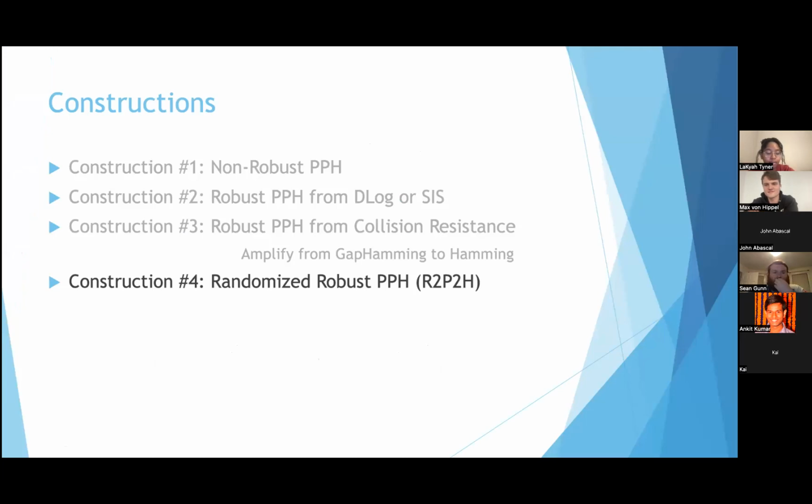Okay, lastly, we have an additional construction for a randomized robust property preserving hash. The difference between this class of robust property preserving hash and the last is that with our second two constructions, construction 2 and construction 3, for robustness we needed at least collision resistance. But with this randomized version, we can get robustness information theoretically. So we don't need any computational assumptions at all for robustness.